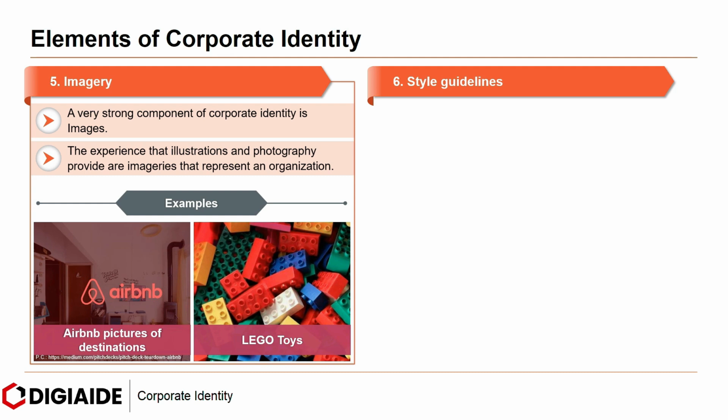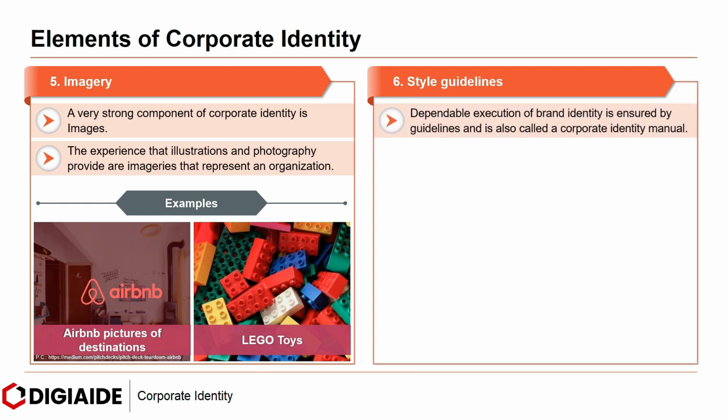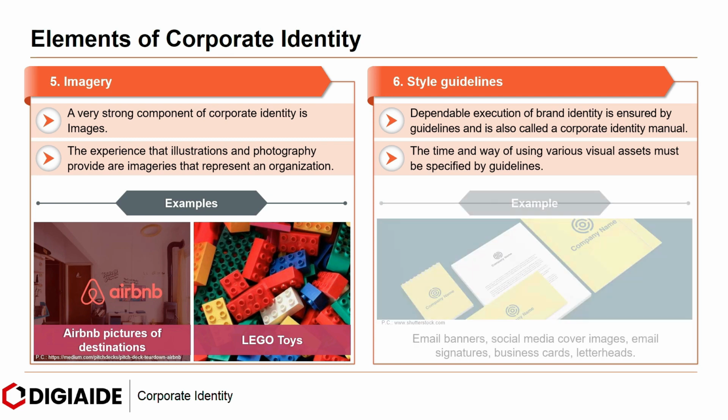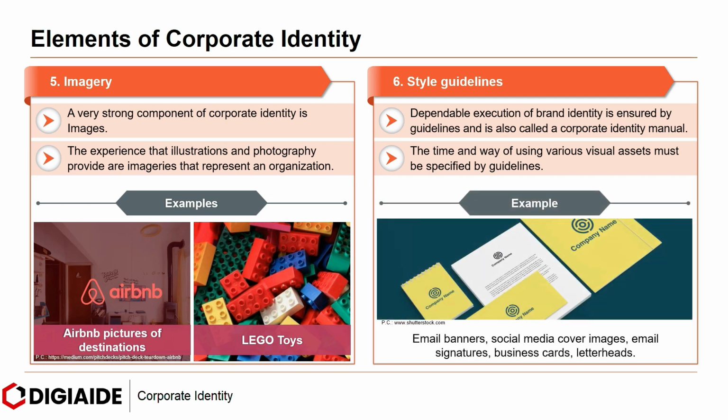Next, style guidelines. Dependable execution of brand identity is ensured by guidelines and is called a corporate identity manual. The time and way of using various visual assets must be specified by guidelines. Each and every placement should be considered. Example: email banners, social media cover images, email signatures, business cards, letterheads, etc.